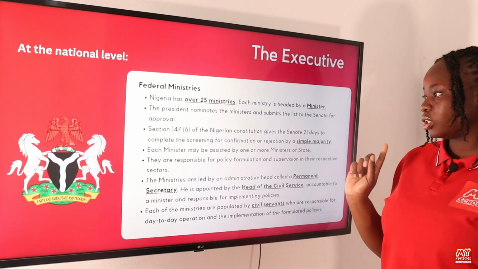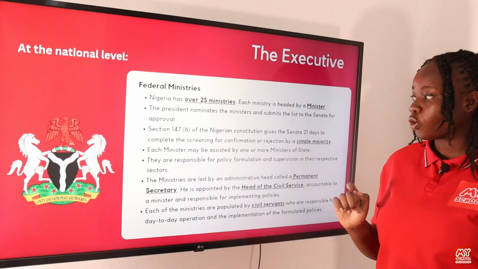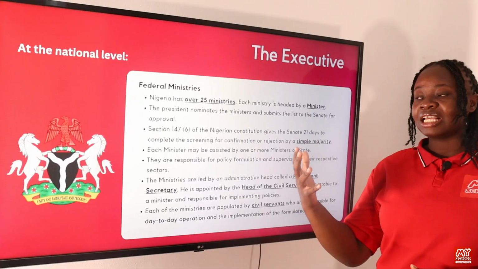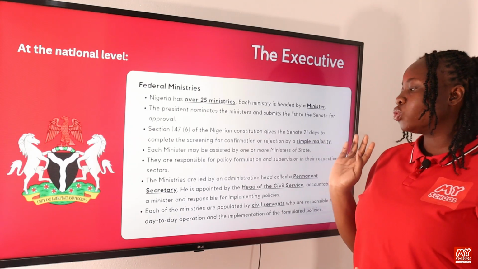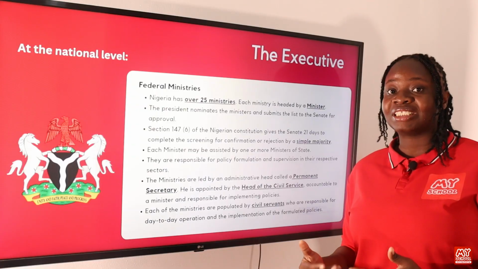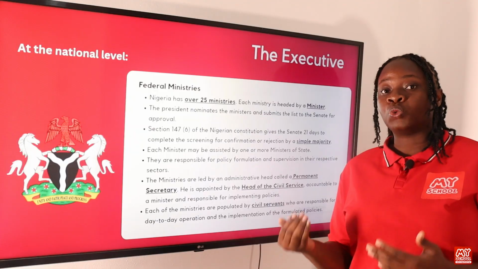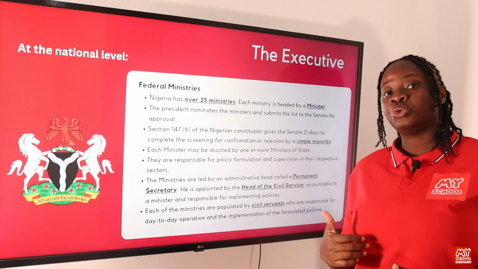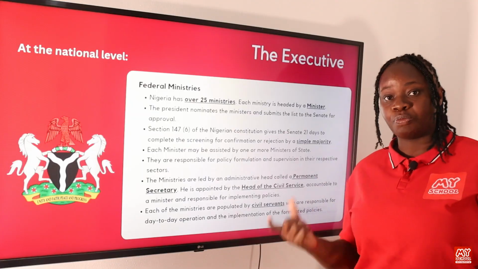Section 147, subsection 6 of the Nigerian Constitution gives the Senate 21 days to complete the screening for confirmation or rejection by a simple majority. So what happens is that the president submits this list of ministers that he has appointed to the Senate, and then within 21 days, the Senate will call each of these various ministers to come before the Senate to discuss how they plan to perform their duties when they get into power. After the screening, they can decide to either approve the list or reject the list, and this decision is made by a simple majority.